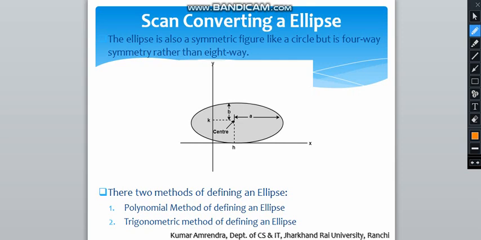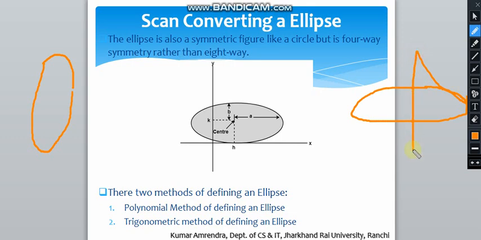Hello students, so in today's lecture we will start the ellipse drawing algorithm. Before starting the algorithm, let us understand what are the types of ellipse and how we will plot the ellipse. There are two types of ellipse: the first is horizontal ellipse and the second is vertical ellipse.